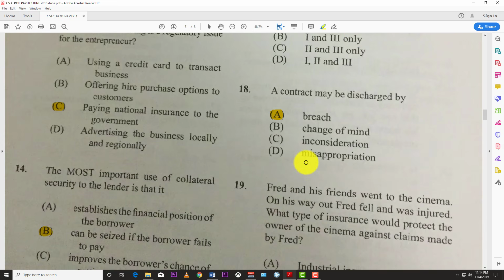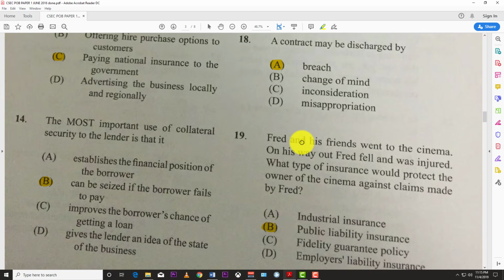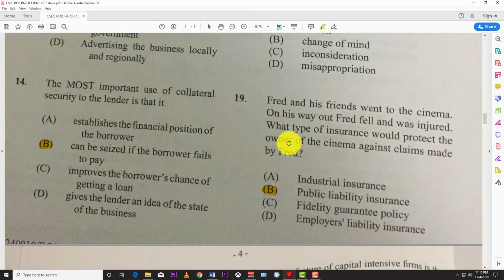Number 18. A contract may be discharged by, and the best answer here is A, breach. So if somebody fails to do their part, then the contract is breached, and so that is one way to discharge a contract.